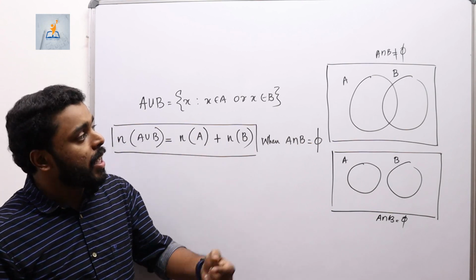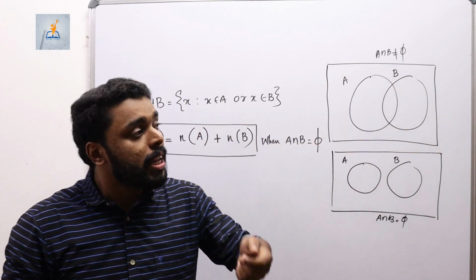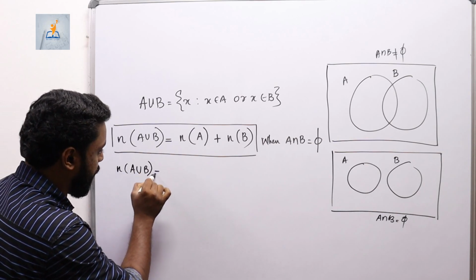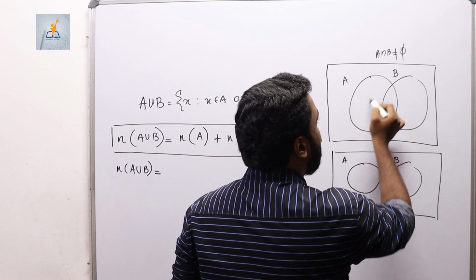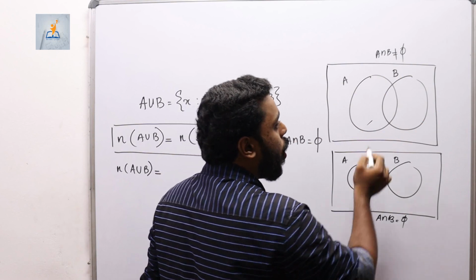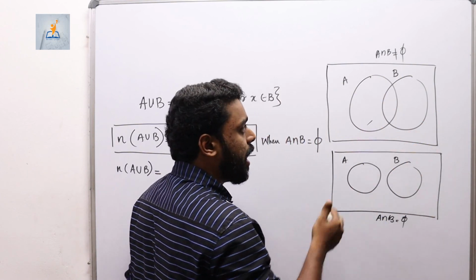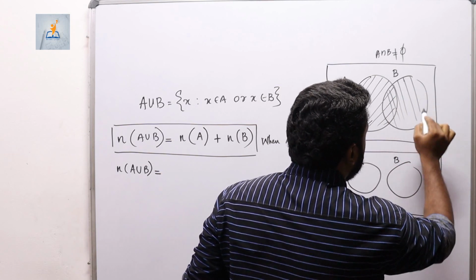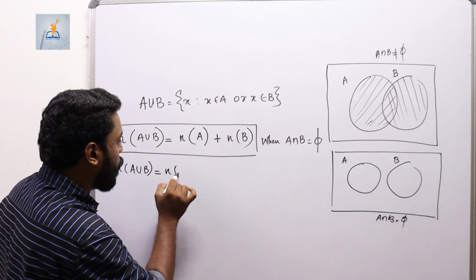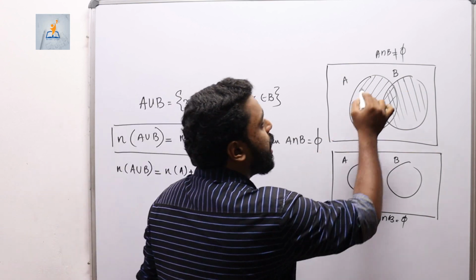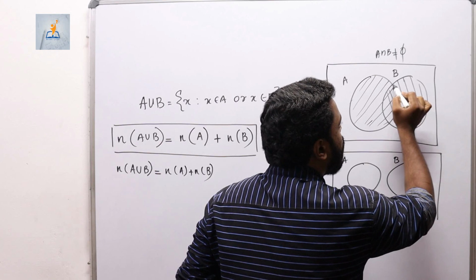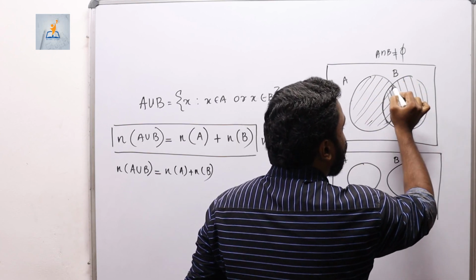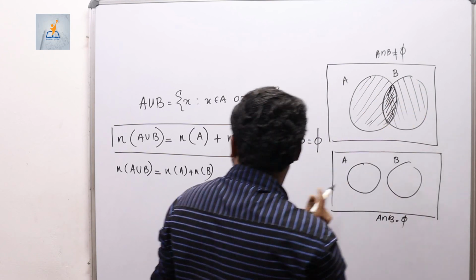Now the question is, what happens when the intersection of these two sets is not equal to phi, or the sets are not disjoint? What will be the answer? See, when we calculate n of A union B in this case, n of A union B contains all the elements in the set A and all the elements in the set B. Also we know that we will omit the repeated terms. Now you can observe that whenever we take n of A plus n of B like this, while calculating n of A and n of B, we count this portion twice, isn't it? It is contained in A and it is contained in B.